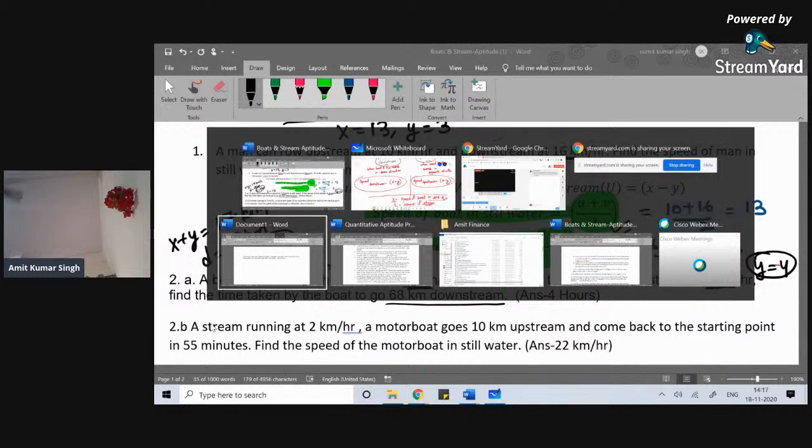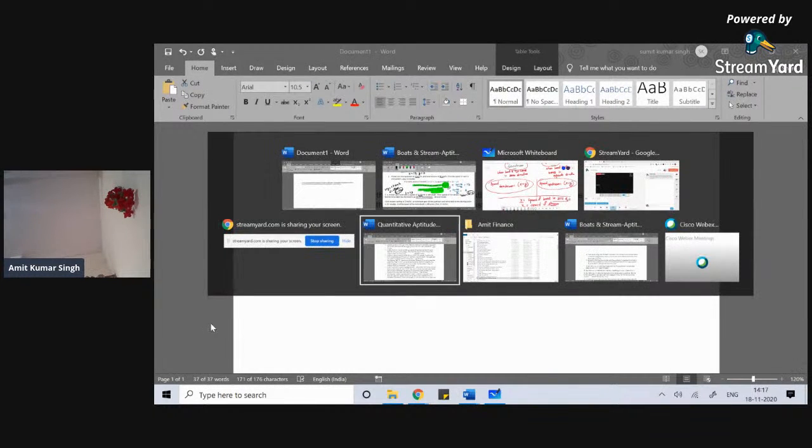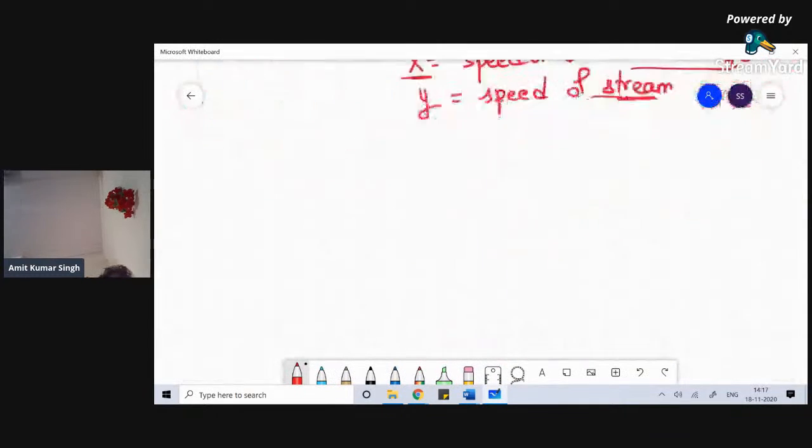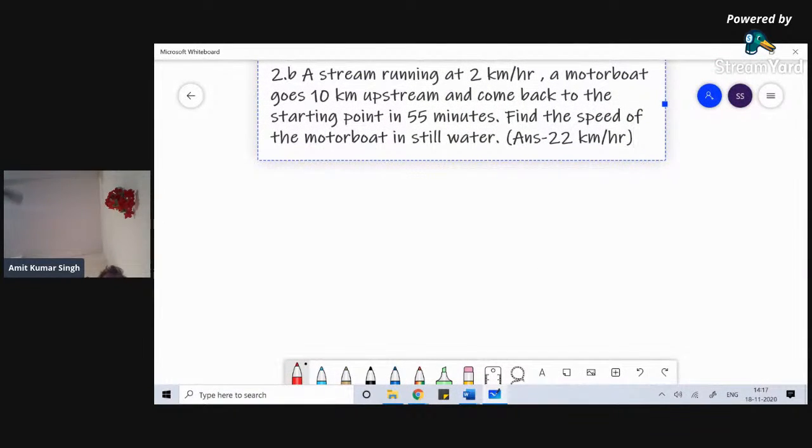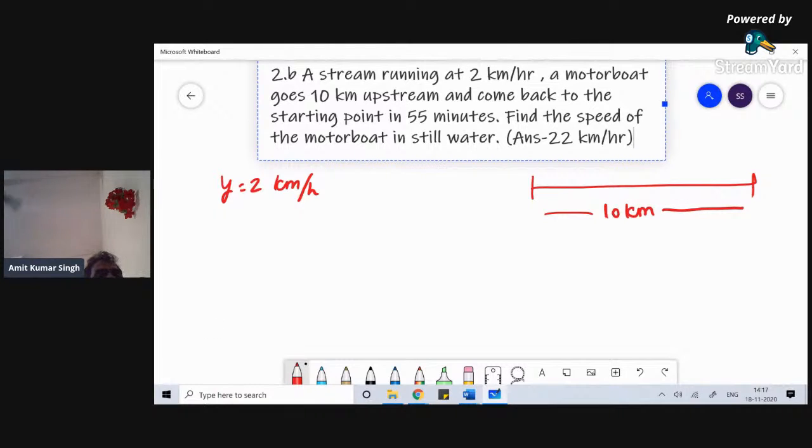Now if you see this question, a stream is running at 2 kilometer per hour. So here the value of y is 2 kilometer per hour. A motorboat goes 10 kilometer upstream. So if it goes 10 kilometer upstream, when it came back, definitely it would have come back downstream only. Now suppose that the speed of boat is x kilometer per hour.